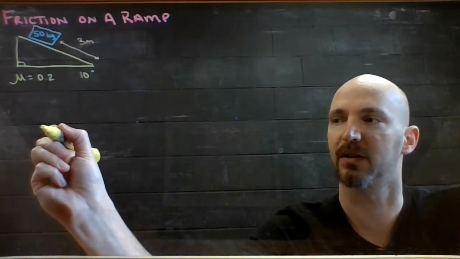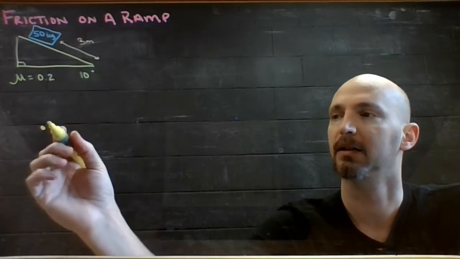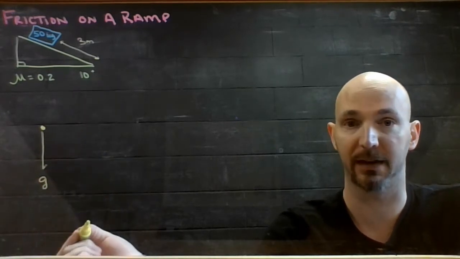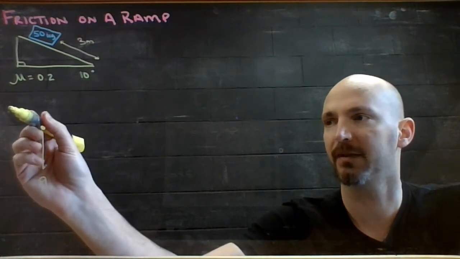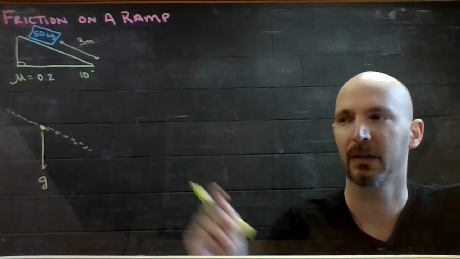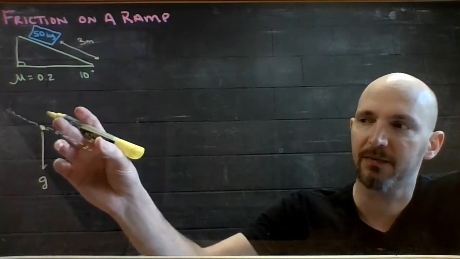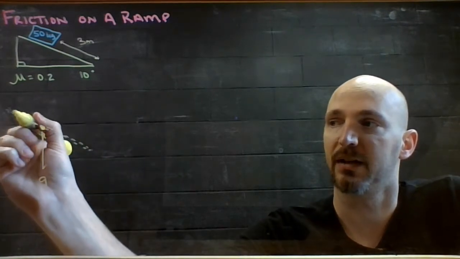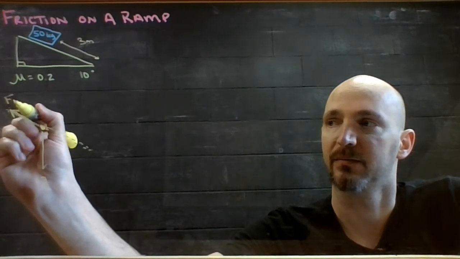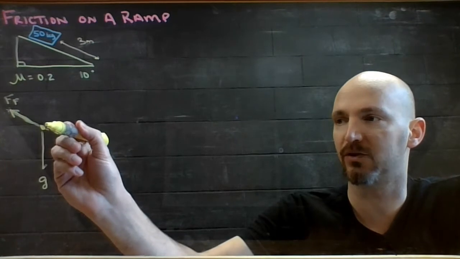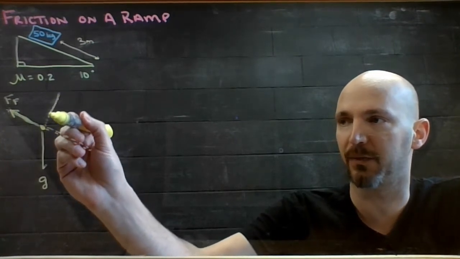So I'm going to draw a little dot there for my block. First thing I have, as always, is gravity going that way. And I have this surface that I'm working on. If the block is trying to slide in this direction, then friction is going to point in that direction. It's going to try and resist my motion. And I have a normal force that's pointing directly perpendicular from the ramp.